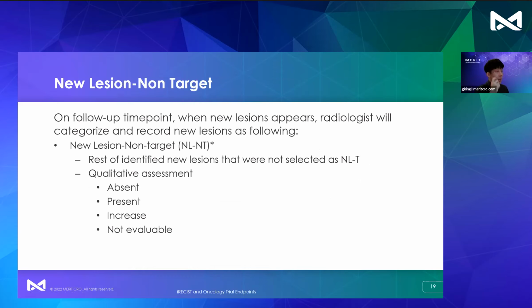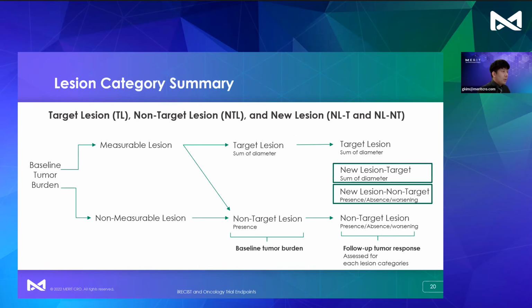For the new lesion non-target, this also follows very similar requirements as a non-target at baseline. Anytime a new lesion has appeared upon follow-up, and it was not included in the new lesion target group, it falls under new lesion non-target. This follows the qualitative assessment of absent, present, increase, and not evaluable. These can have further delineations, which we will discuss later in this discussion.